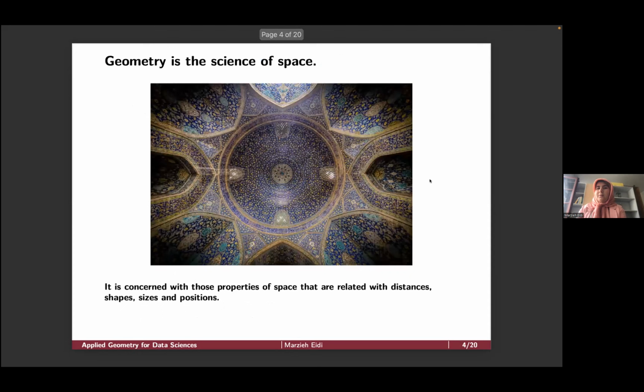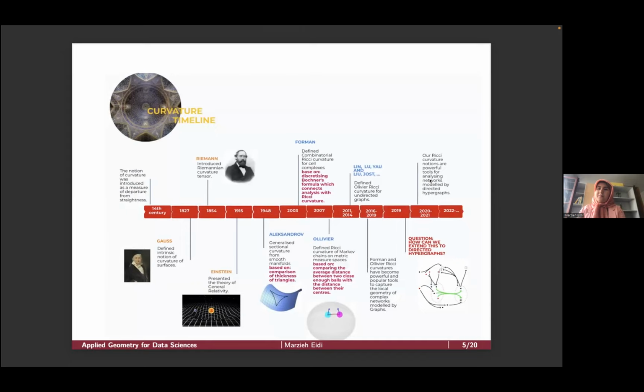Geometry is the science of space where we care about those properties that are related to distances, shapes, sizes, and positions. Among different geometric notions, curvature is the fundamental one, which helps us quantify the deviation of a space from being flat. Since the 14th century, when this notion was introduced, we have gotten a really nice understanding of what it means for a space to be positively or negatively curved in different structures.